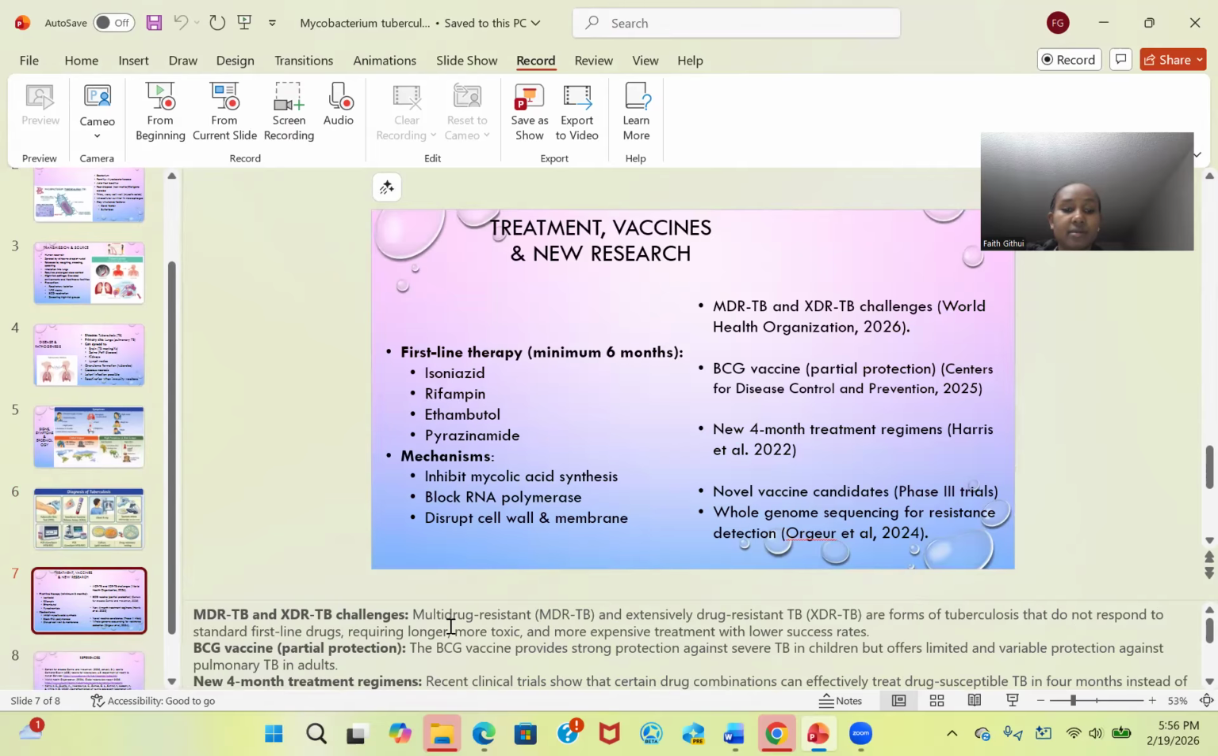Treatment. There are several options you can use: the BCG vaccination, new 4-month treatment regimens. We have the first line therapy, minimum for 6 months: isoniazid, rifampin, ethambutol.